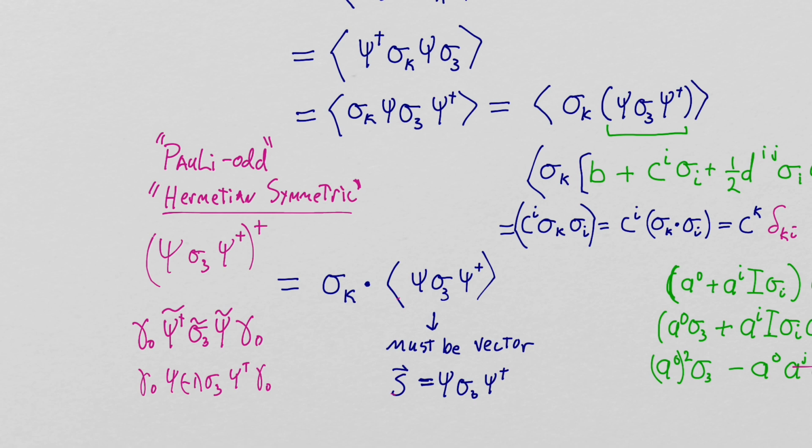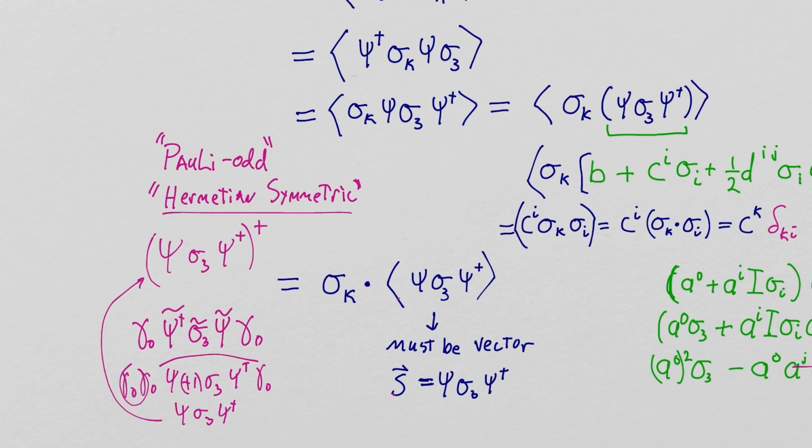So this ends up being, and then it clears itself on the far left. So you get this thing all the way over here, and then that clears. The -1 gets to be a +1, and of course you end up with psi sigma 3 psi adjoint, which is equal to itself. So it's Hermitian symmetric but Pauli-odd. So the only way you can be Hermitian symmetric if you're Pauli-odd is if you're a vector, right?